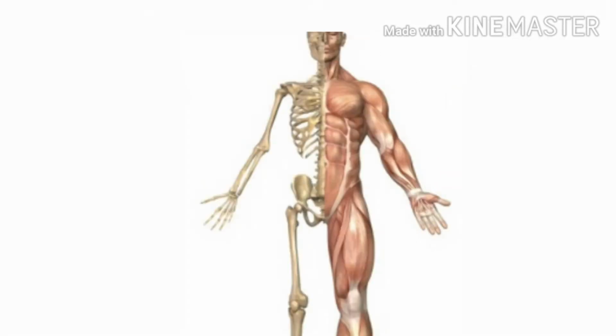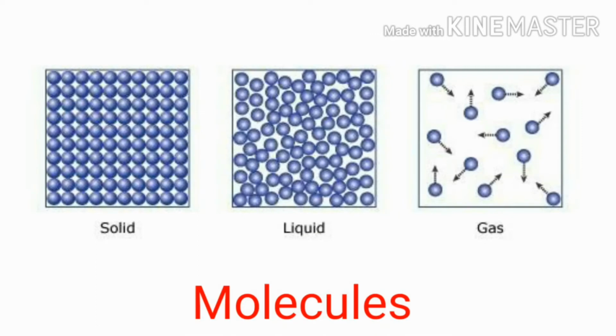Children, you know, our body is made of bones, tissues, and various fluids. Similarly, matter is also made of very tiny particles called molecules. What are they? Molecules. Molecules are so tiny that they cannot be seen with the naked eye. The way the molecules are arranged in a substance determines the state of matter.